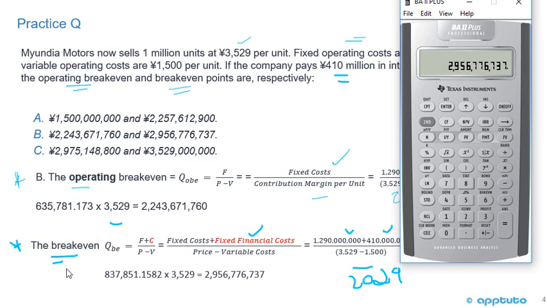So that's a very nice little question that takes you through the calculations for not only the operating break-even, but also the break-even. Be very careful with the language. It's an excellent little question where you had to do both the calculations and calculate not only the units, but then convert the units into the level of sales in terms of dollars, yen, euros, etc. So that's the last slide for this LOS. Thank you.